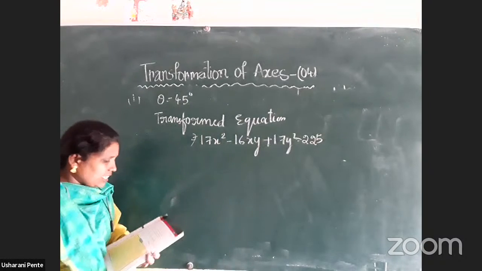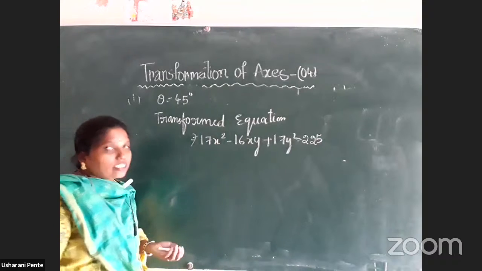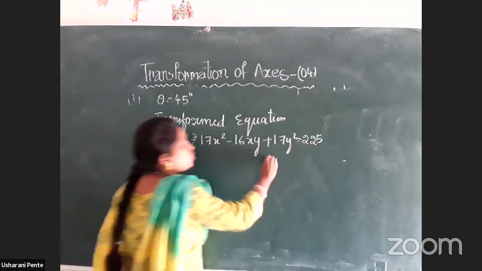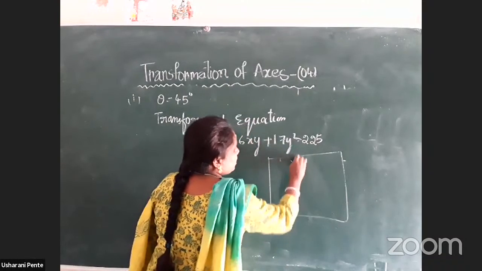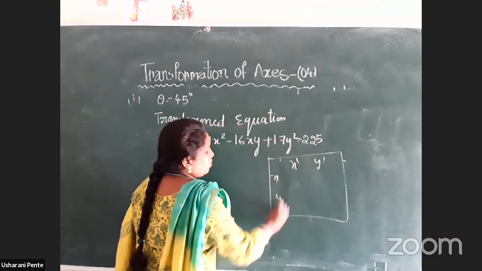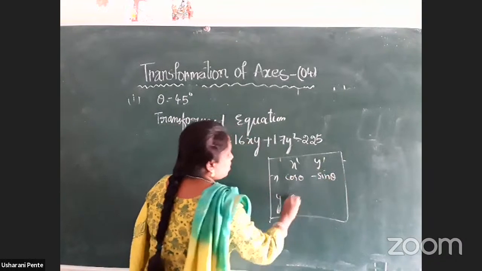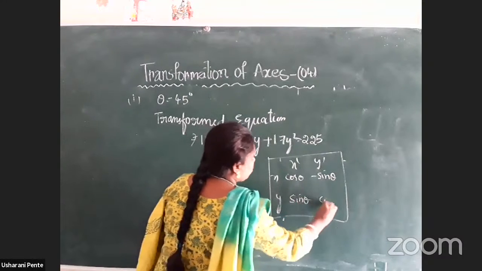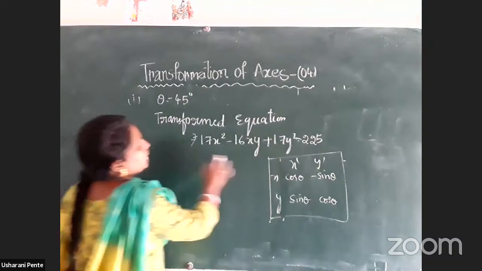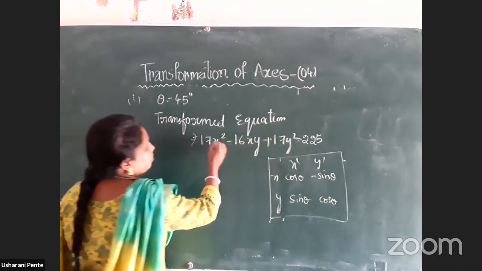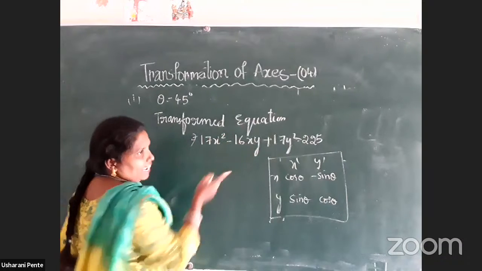Now what are they asking us? They are asking us to find the original equation. How to find it? This is x dash, y dash, these are x, y, with the matrix cos theta, minus sin theta, and cos theta. This is the transformed equation, in which x dash and y dash are given.